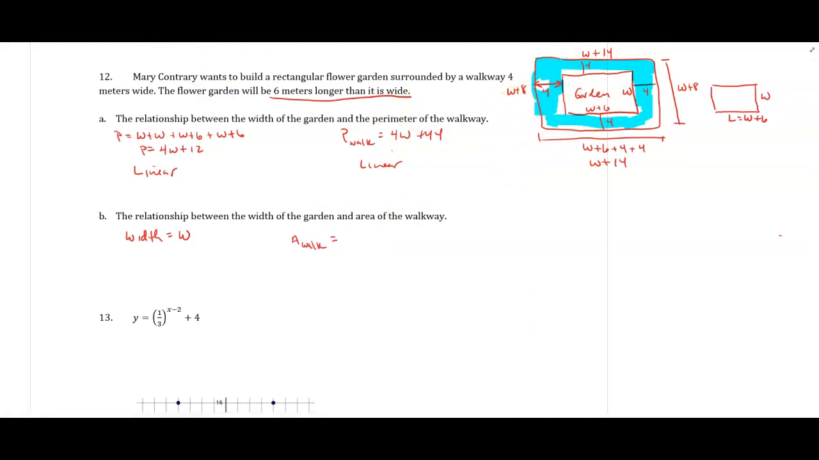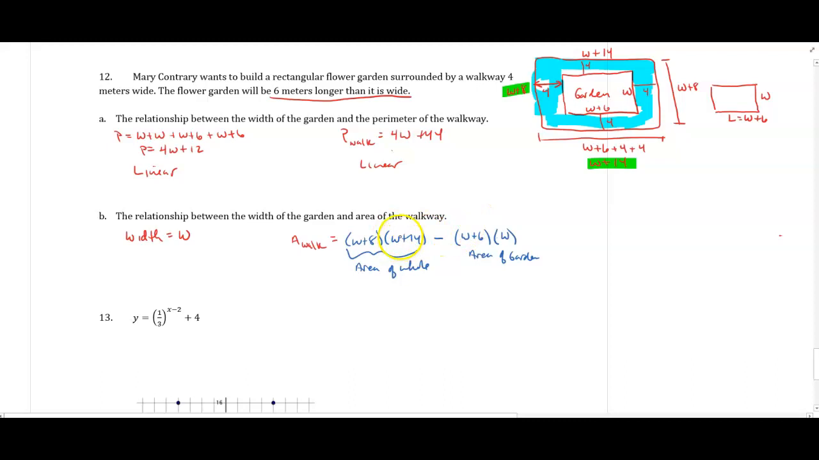So remember, to find the area, I'm going to take the W plus 8 and multiply it by the W plus 14. That would give me the area of the whole figure. So W plus 8 times W plus 14, this is the area of the whole thing. Now we're going to subtract the area of the garden. The area of the garden is just going to be the W plus 6 times W. So you have your width times your width plus 6.